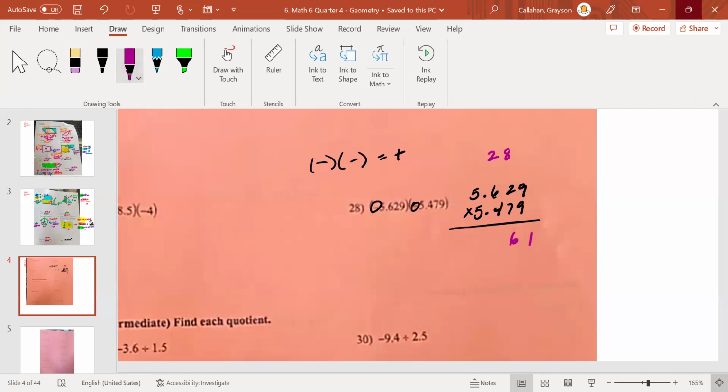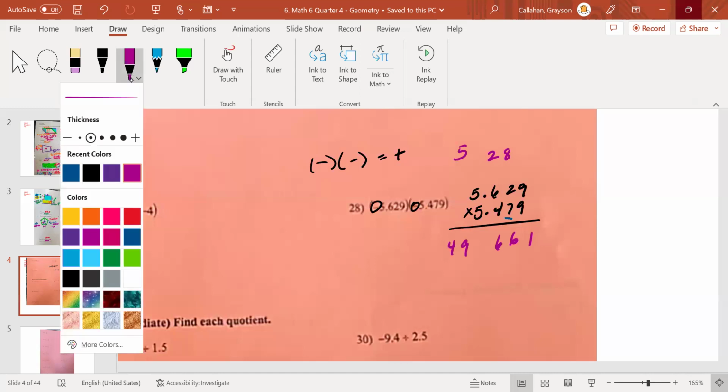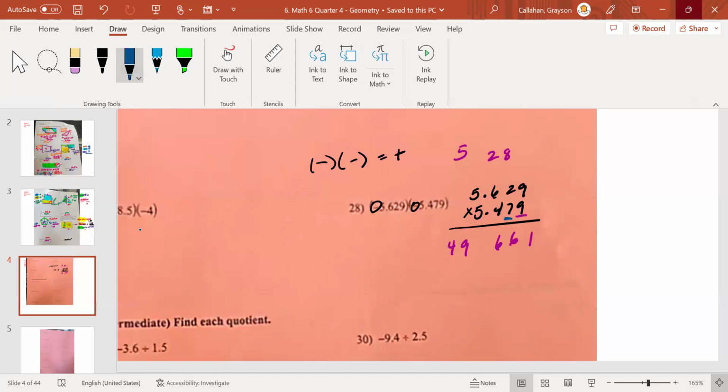So that's 56, 45, 49, right? Then you do the second one. Second one is going to be with this number right there. The first number is with the 9. Second number that we're going to do is going to be with a 7. So this is going to give me a 63, right? This will be 35, 39, right?